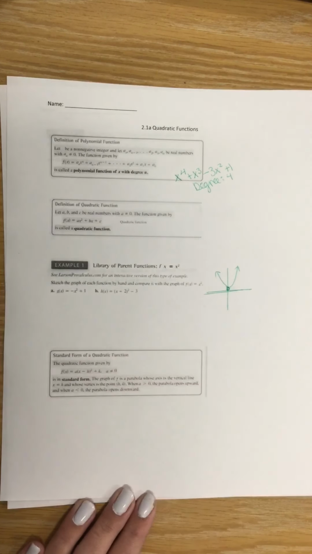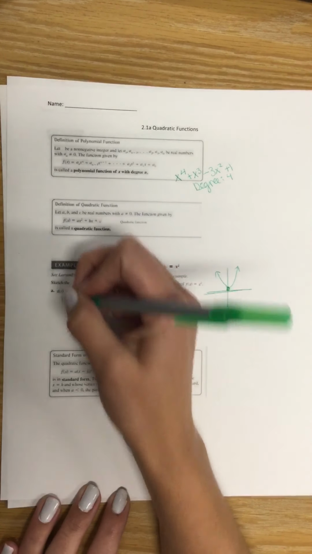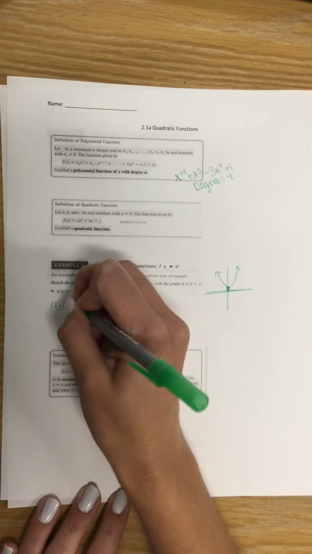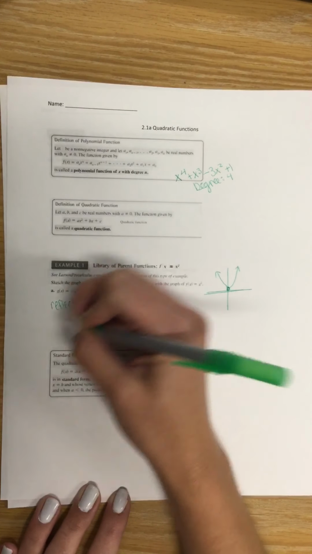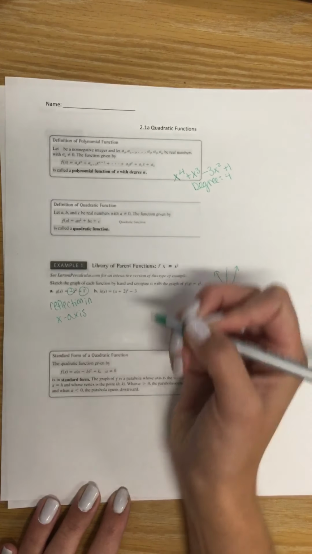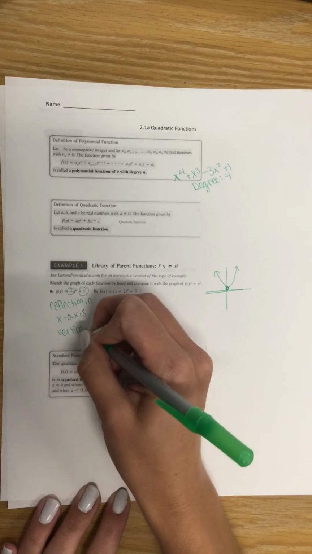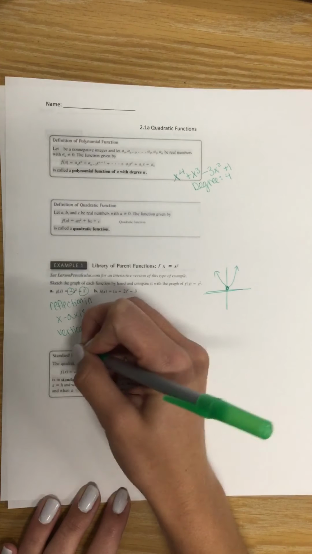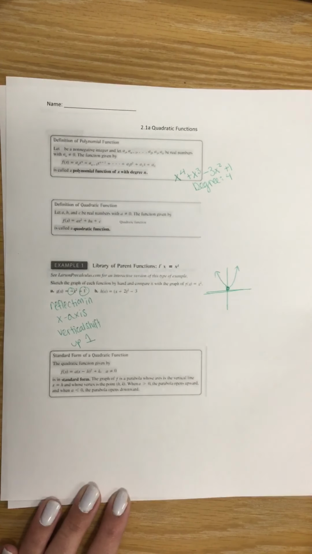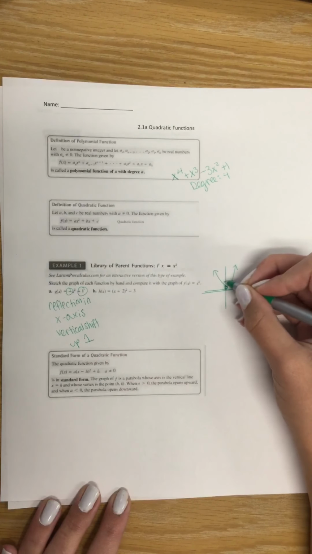So we see this negative sign here. That negative sign tells us that we're going to have a reflection. And so this would just be a reflection in the x-axis because of that negative sign there. And then this plus 1 tells us that we're going to do a vertical shift up 1. That's it, right? So this one would reflect down and it would go up 1. So it would be like this.